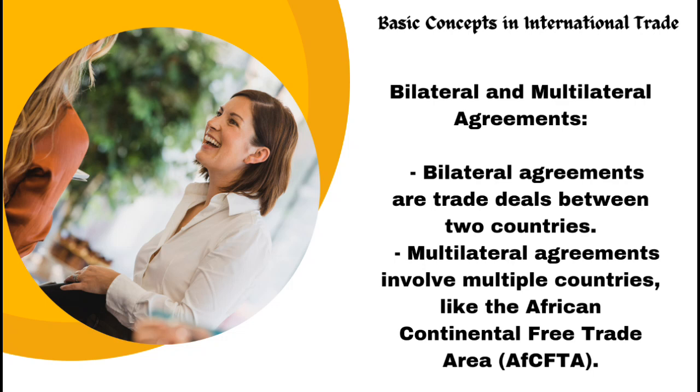We have visible and invisible items. Visible items are tangible goods, which I've explained within import and export trade. Visible items are tangible goods that can be seen and touched, like cars or clothes, while invisible items are services and other intangible things such as banking services and tourism.